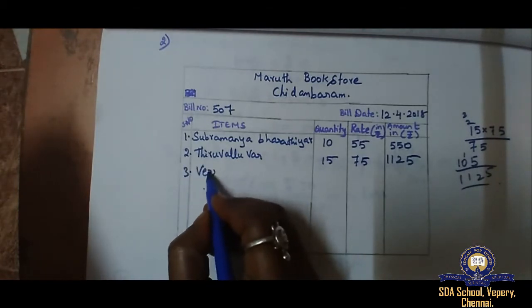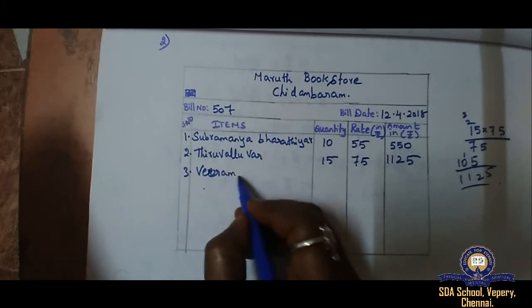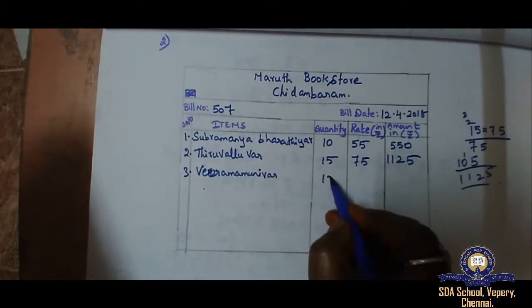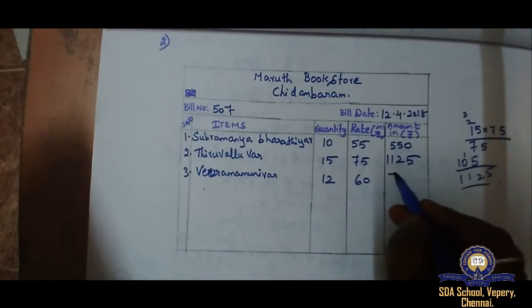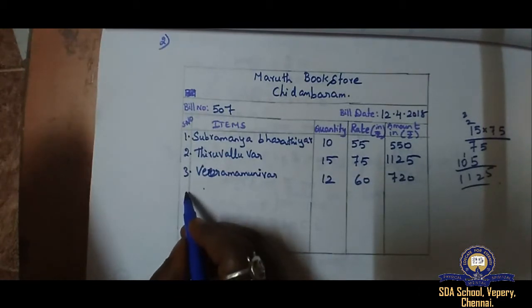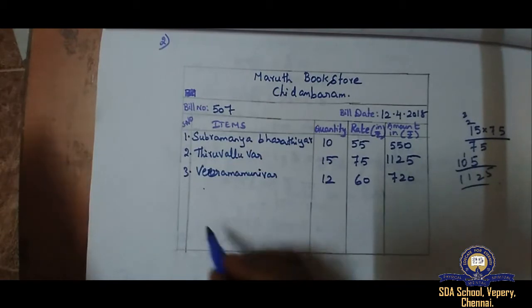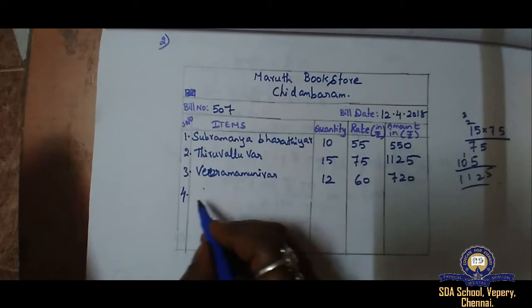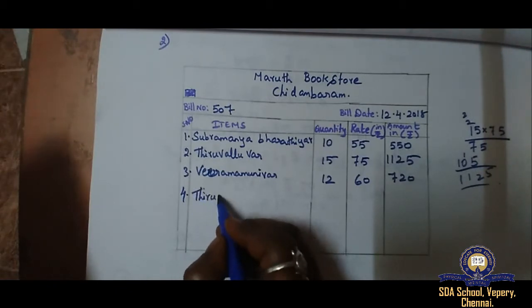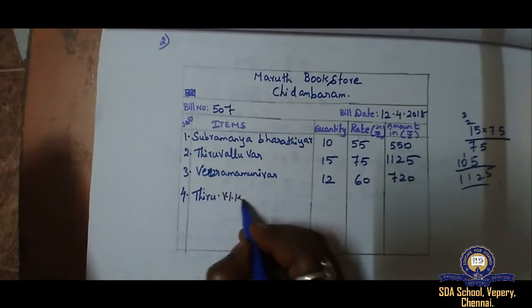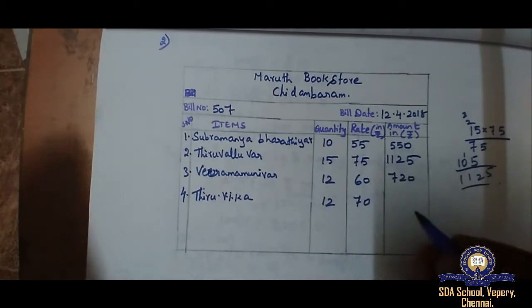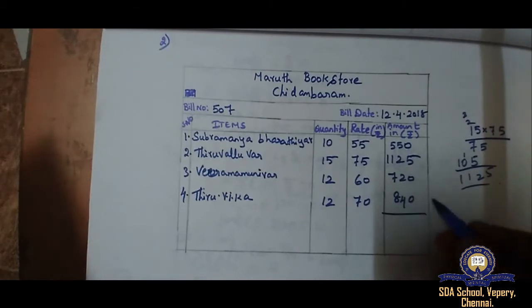Then third thing, what are they buying? Veerama Munivar book. 12 copies. 60 each. 12 6s are 72. So 12 into 60 is 720. Fourth book they are purchasing is Tiruvika. How many copies? 12 copies again. 70 rupees each. 12 into 7, 84. 70 means 840.